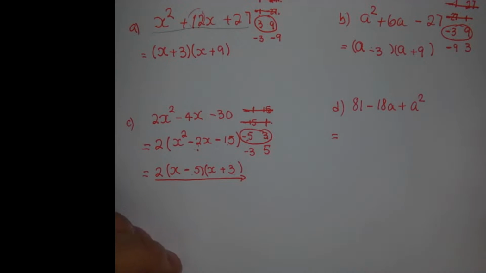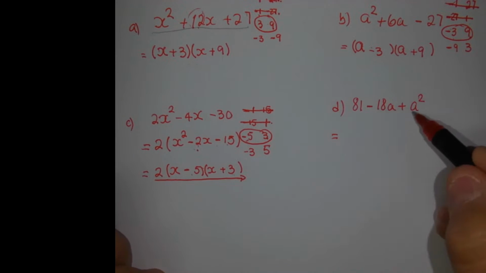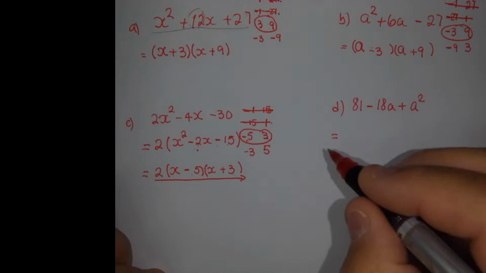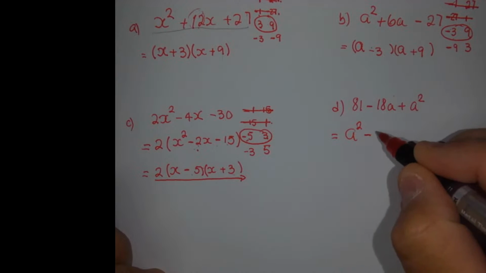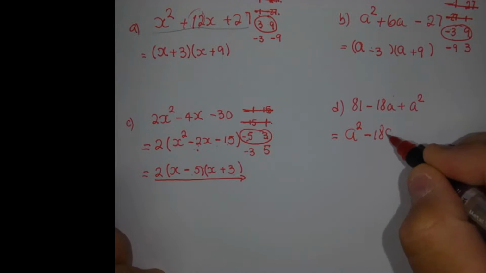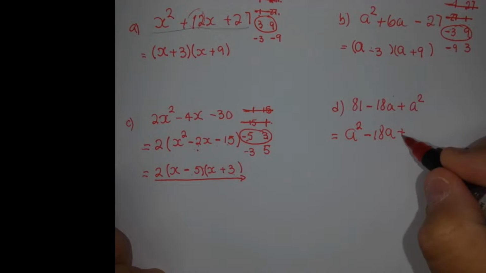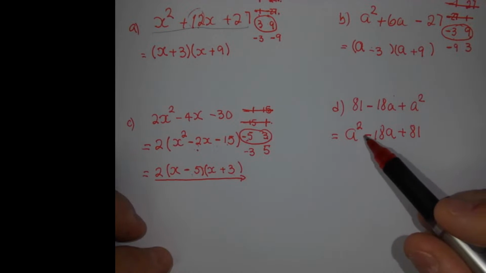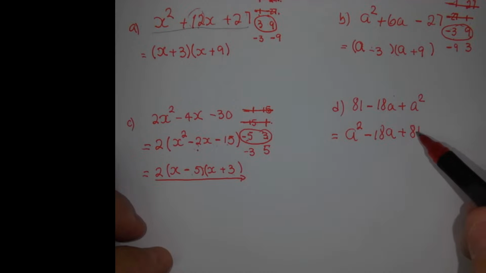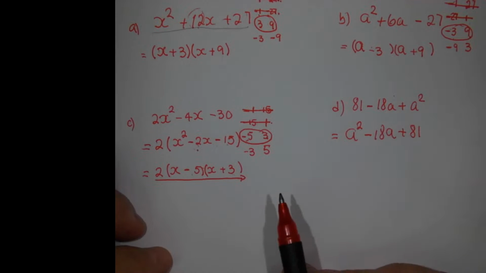So I'm just going to rearrange that expression and bring the a squared to the beginning and say a squared minus 18a plus 81. Now I'm going to look for factors of 81 that multiply to 81 and add up to negative 18.